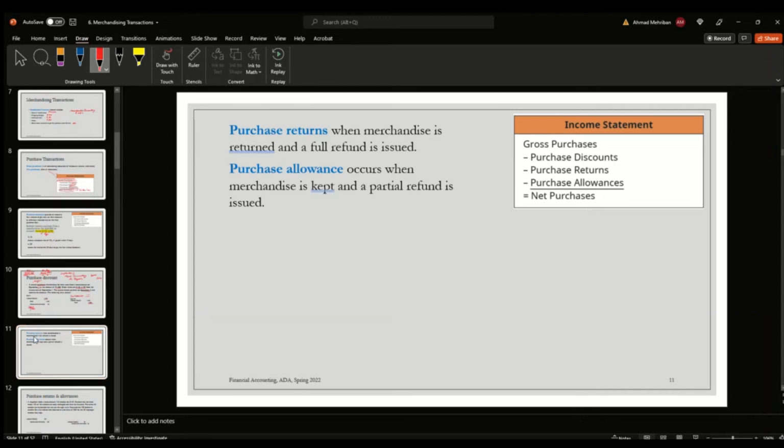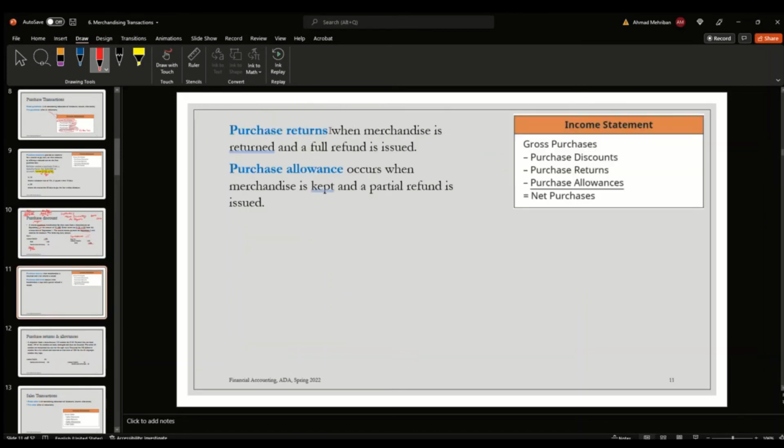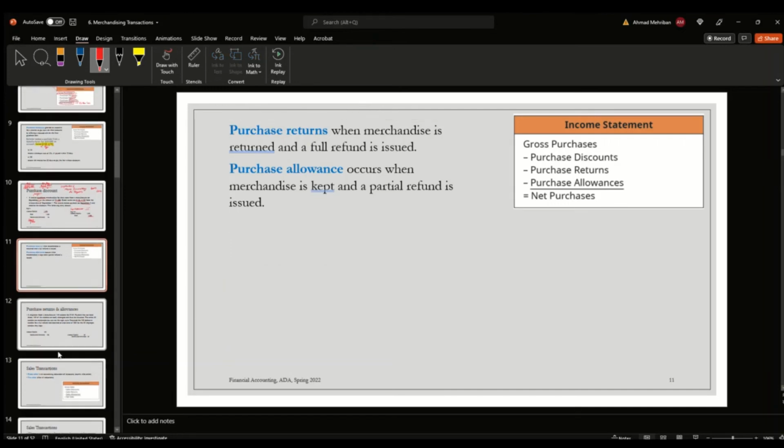Just to remember, purchase discounts usually are provided by the manufacturer so that the customer, the buyer, gets the incentive to pay sooner. The returns and allowances are a common practice. The allowance might be issued because the merchandiser doesn't want to lose the customer in the future, so this is his way of keeping the customer.